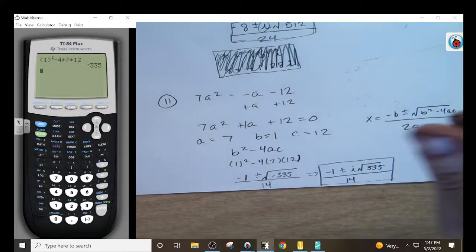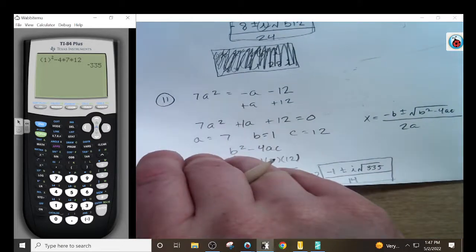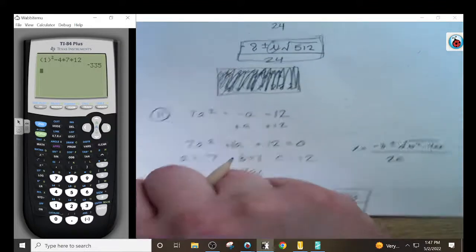So guys, the last thing we're going to do is complete the square. I've got all these worked out up here too on paper if you need to see it.